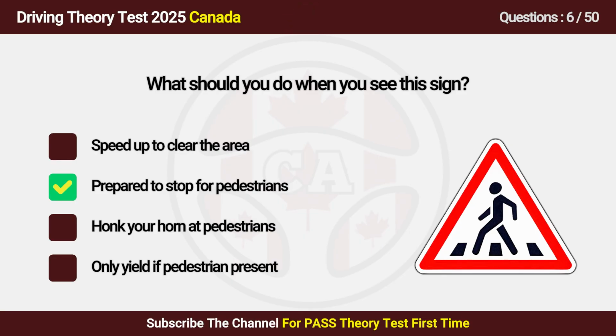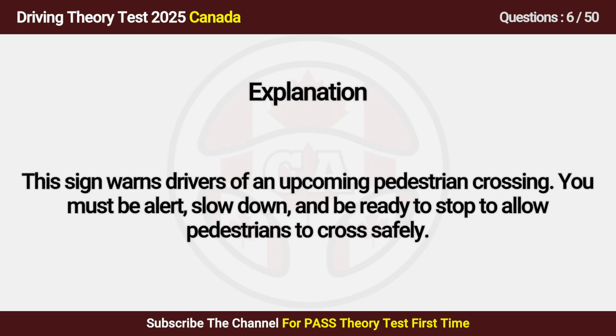Answer is B. Prepare to stop for pedestrians. This sign warns drivers of an upcoming pedestrian crossing. You must be alert, slow down, and be ready to stop to allow pedestrians to cross safely.